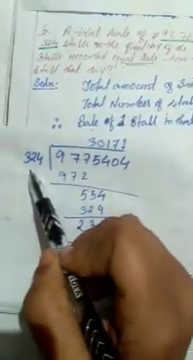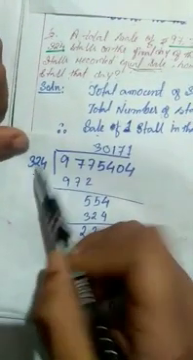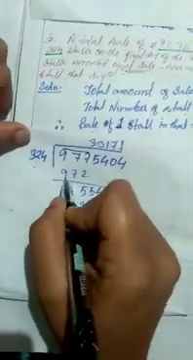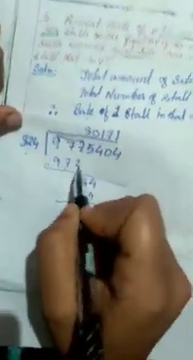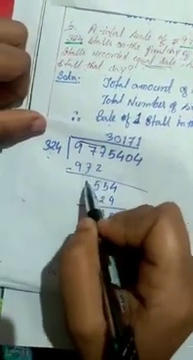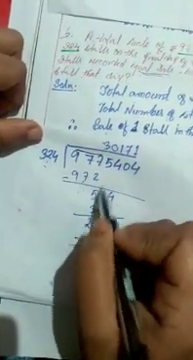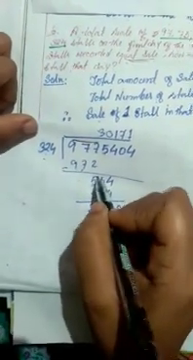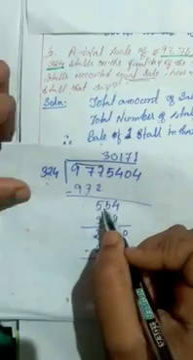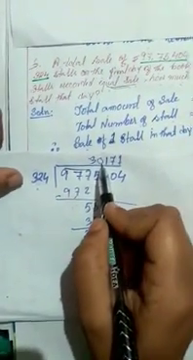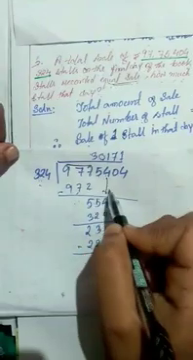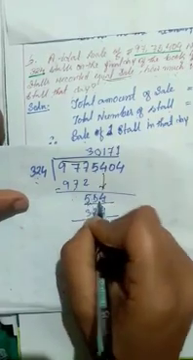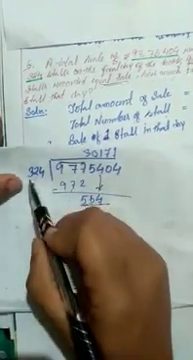So students, the division work you have to show in your copy only. There is 977, so 324 threes are 972. So 7 minus 2 is 5, and 7 minus 7 is 0, so no need to write it. Now we bring down one more 5, 55. We cannot divide 55 by 324 as 55 is the smaller number, so we put a 0 here. Now we bring down the 4 with this remainder. Now we can divide 554, as it is larger than 324.